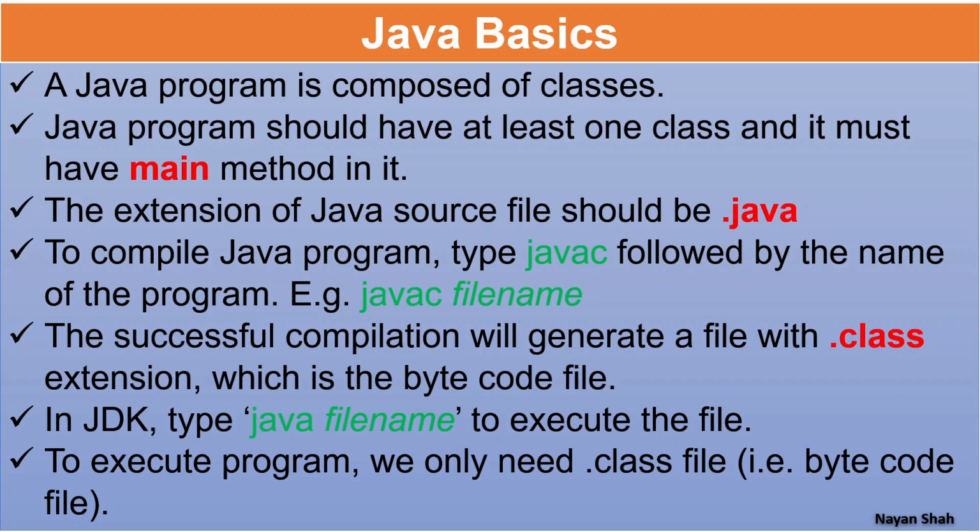In the JDK, that is the Java Development Kit, when we type java followed by the file name, it will execute the class file and we get the output. So to execute a program, we only need the .class file; we don't need its source file. Only the class file, that is the compiled file, is needed to execute the Java program.